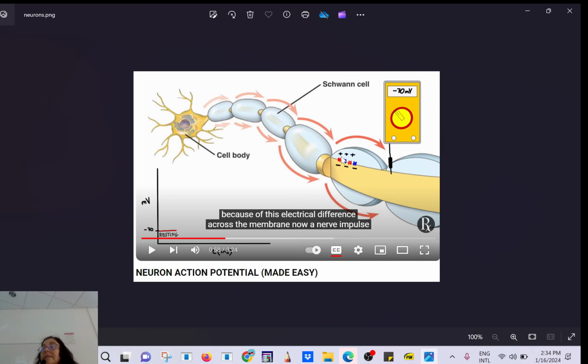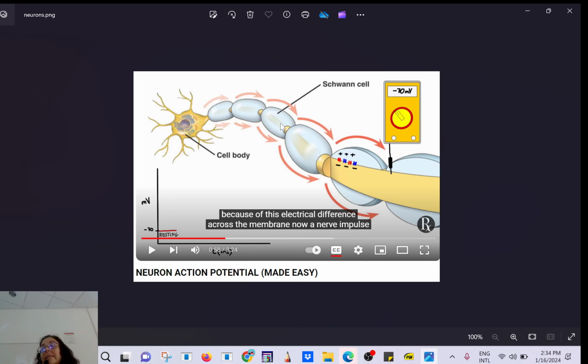So, for example, when it's at rest, no signal is traveling. You're going to have minus here and plus there. I'm sure you learned that in biology. You have little channels opening, and ions can move in and out. And because this is plus and this is minus, that means you have a voltage. If you measure your voltage here, it's going to be 70 millivolts lower than here.